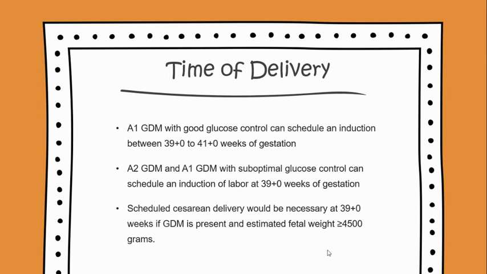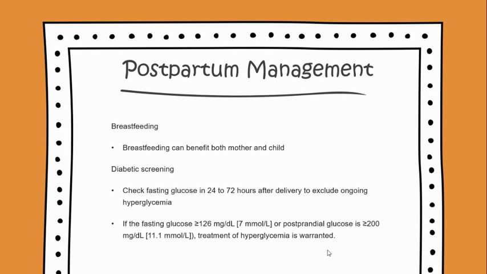Times of delivery for an A1 GDM with good glucose control can schedule an induction between 39 to 41 weeks of gestation. A2 GDM and A1 GDM with suboptimal glucose control can schedule an induction of labor at 39 weeks of gestation. While lastly, scheduled cesarean delivery would be necessary at 39 weeks if GDM is present and estimated fetal weight would be greater than or equal to 4,500 grams.